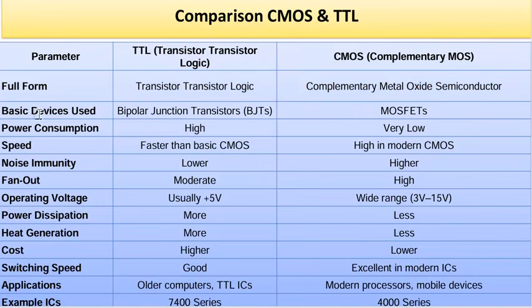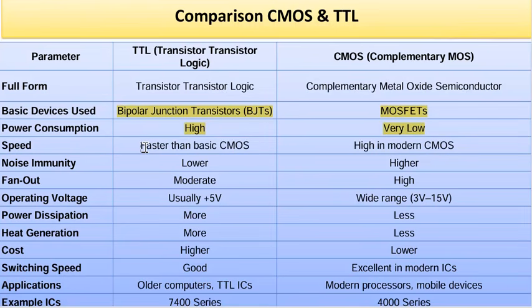Now, the basic devices. So in transistor logic, which one is the basic device? That is the bipolar junction transistor. And in the CMOS, what is used is the MOSFET, that is metal oxide semiconductor field effect transistor. So power consumption in the TTL is high, and in the CMOS it is very low.